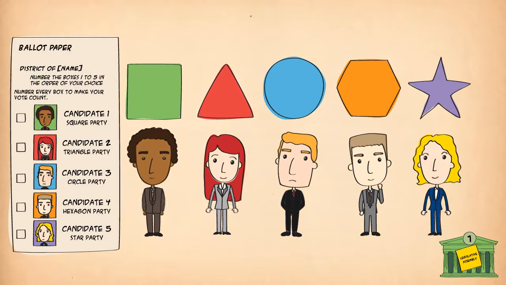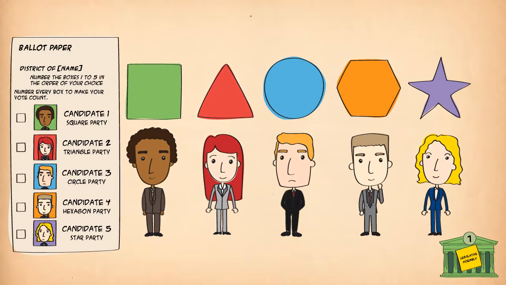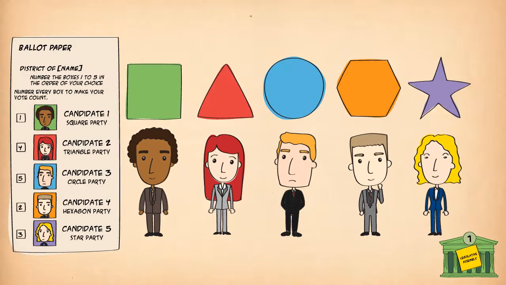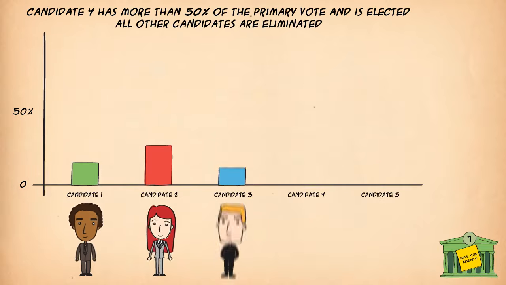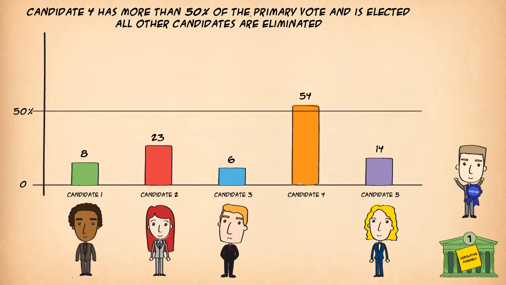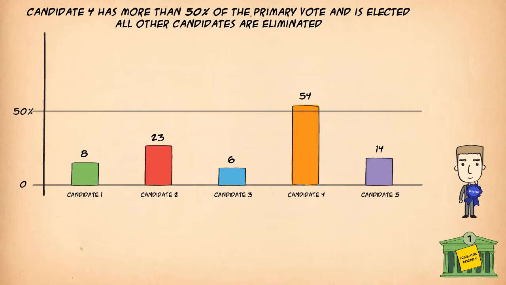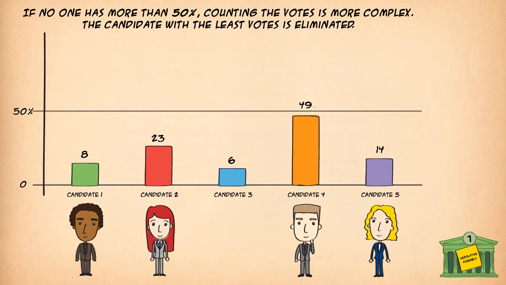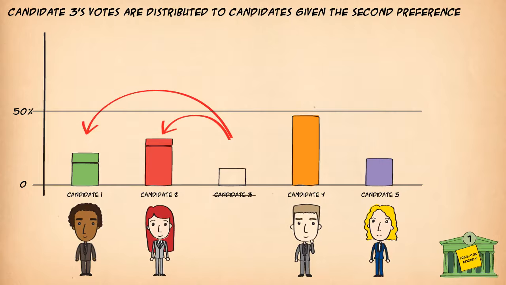Here's how it works. You rank candidates, showing your first choice as number 1, called a primary vote. You then number the others in your order of preference. If one candidate has more than 50% of primary votes, they are elected and all other candidates are eliminated. If no one has more than 50%, counting the votes is more complex. The candidate with the least votes is eliminated. The eliminated candidates' votes are distributed to the voters' second choice candidates.